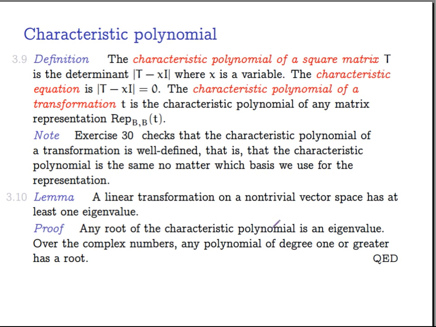Okay, so this result is why we switched in this chapter from working with real number scalars to complex number scalars, because we want to get this result that we can always find an eigenvector for any matrix.